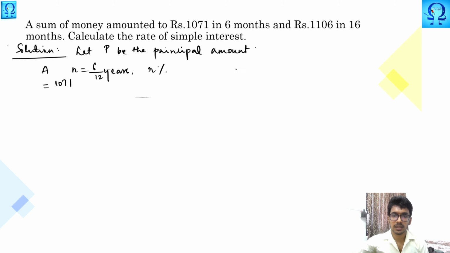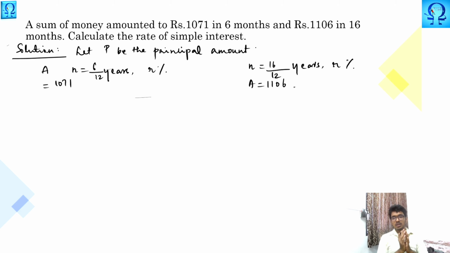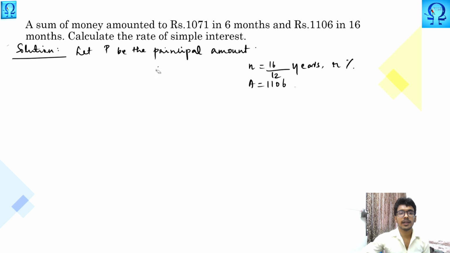The same P, on calculation for 16 upon 12 years, that is for 16 months, on the same rate, is giving you 1,106. So here, it seems to have insufficient information to proceed with the problem, right? But still, with the help of this information, we shall surely proceed. Let us formally write the information and try to squeeze the required information out of it.